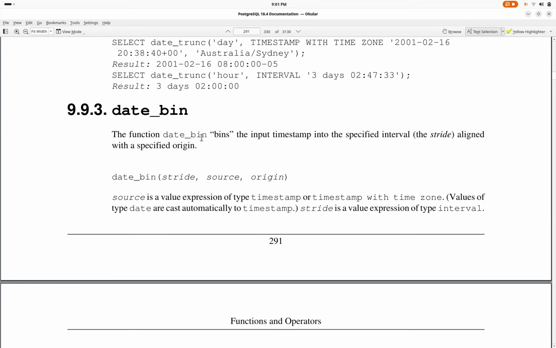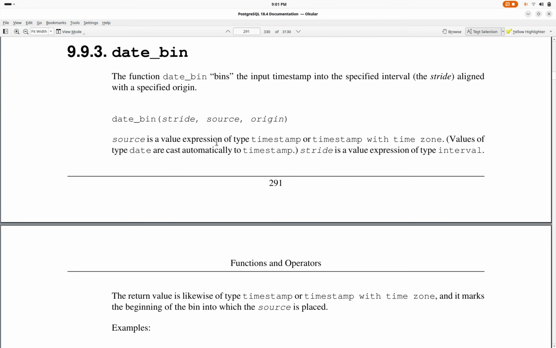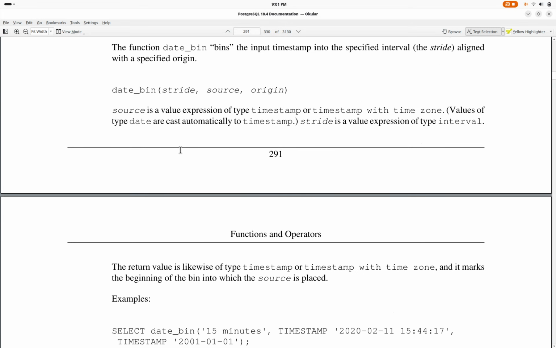Then we have date underscore bin. It bins the input timestamp into the specified interval aligned with a specified origin. So we have stride, source, origin. Source is a value expression of type timestamp or timestamp with time zone. Values of type date are cast automatically to timestamp. Stride is a value expression of type interval.